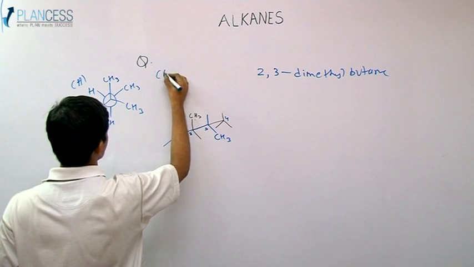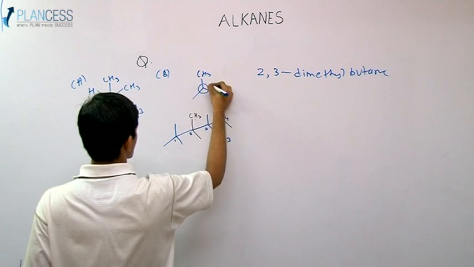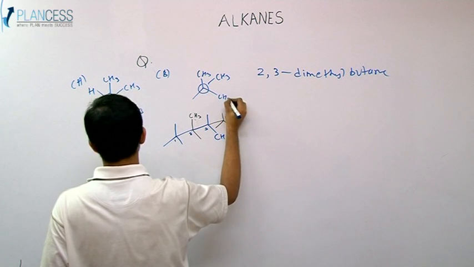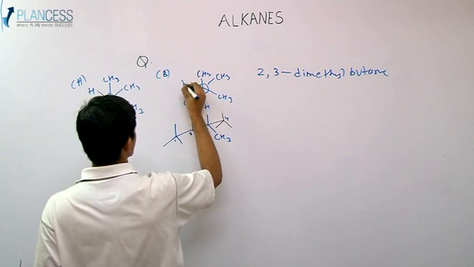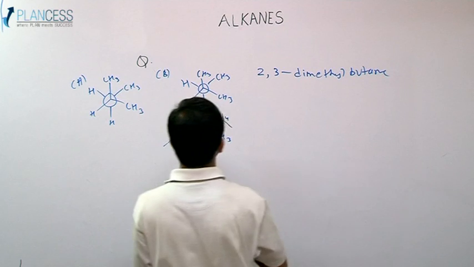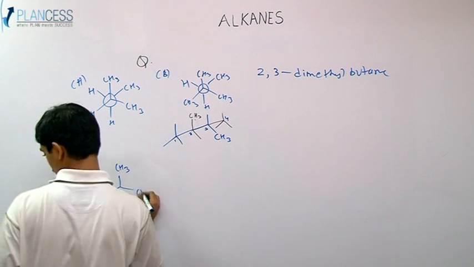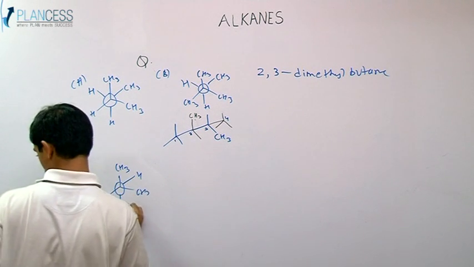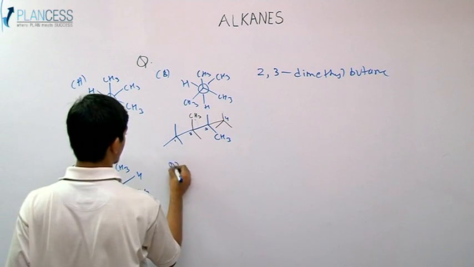The next option is CH3. We have CH3, CH3, CH3, CH3, CH3, H, CH3, and we have H over here. Okay, and yeah, CH3, H, H. Fine. The other option is CH3, CH3, H, CH3, CH3, CH3.